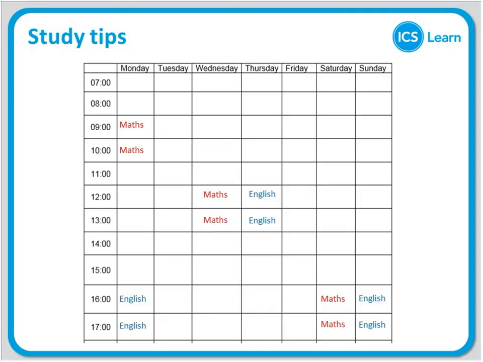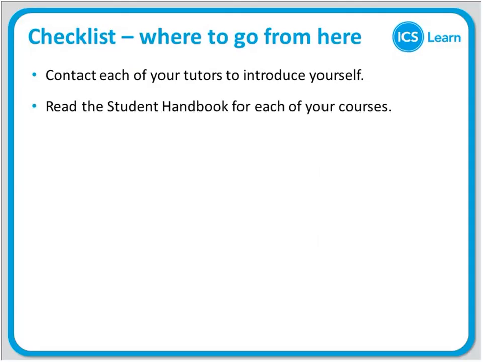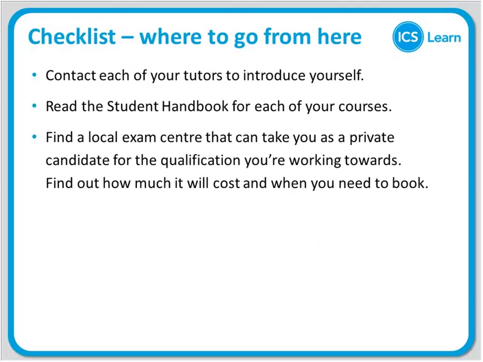Okay, so that's about it from me, so where to go from here? First, contact each of your tutors to introduce yourself. It's really good to build a relationship with your tutor right from the start. Make sure you carefully read the student handbook for each of your courses, since that's where all the important information about your qualification is. Next, find a school or college that can take you for your exams as soon as possible, even if you don't commit to booking.